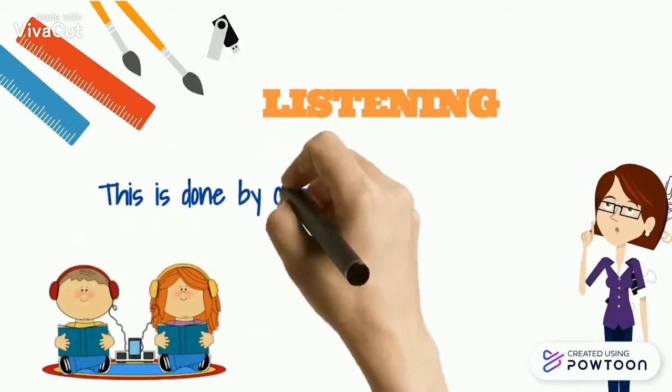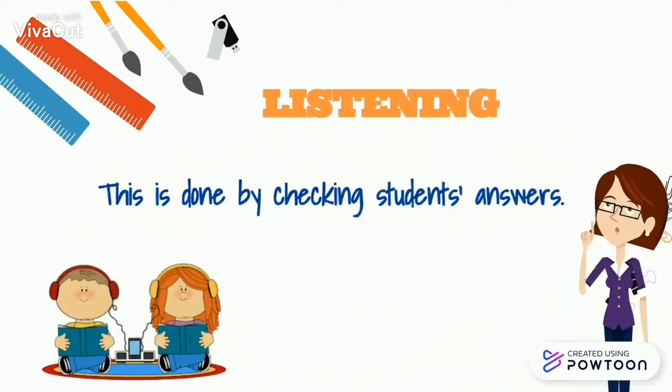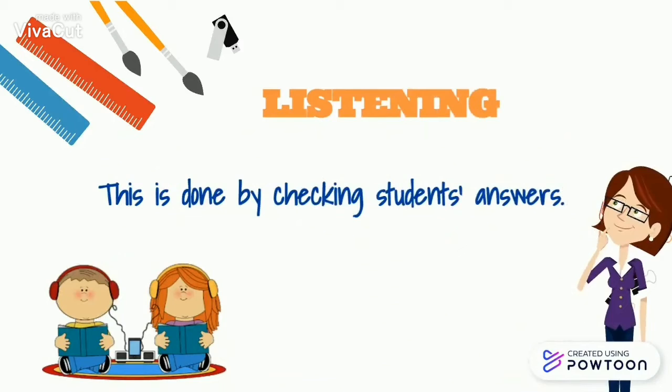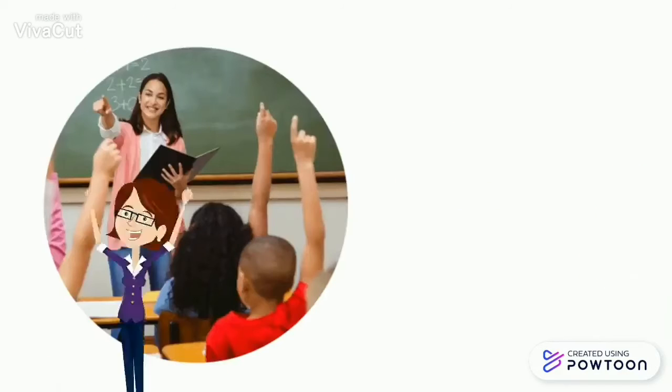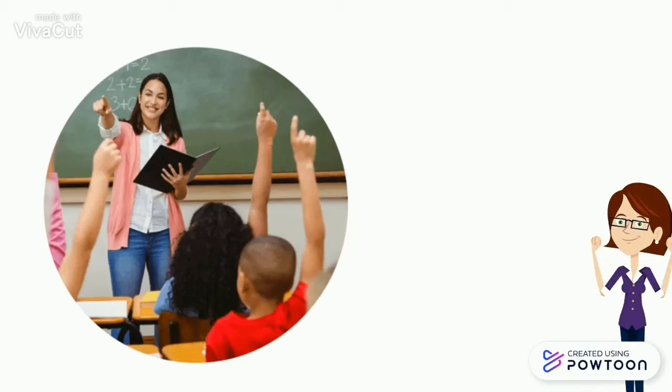Listening. This is done by checking students' answers. For example, after listening to a recording, the teacher should elicit scores by checking one by one. Otherwise, she or he will not be aware of the student's learning. However, the teacher can also ask questions to the class as a whole in relation to particular questions.